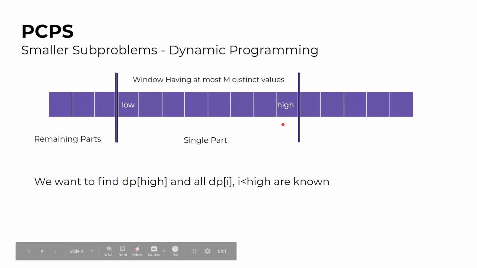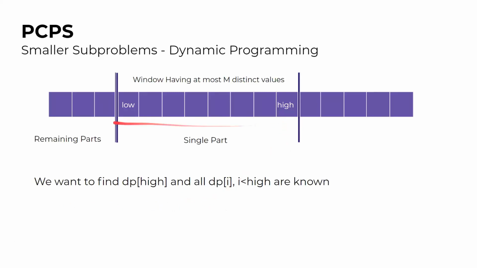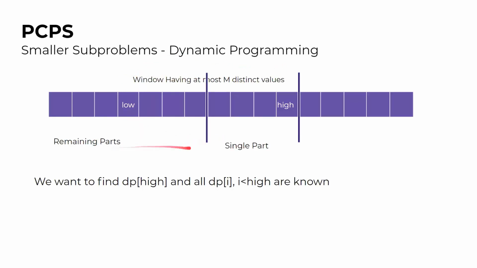Now let's see how we can calculate this value. Suppose we want to find the DP value at high and we already know all the previous values. Since this is a subarray that contains at most m distinct values, we can consider this subarray as one part, and since we know the value of DP at low minus 1, which indicates the number of ways to partition the entire array from 0 till this index, in all those ways we can add this one single part, since this is a valid part. Now we can increment this pointer. This is also a valid part, because if this bigger subarray contains at most m distinct values, then this smaller one will also contain, and so on.